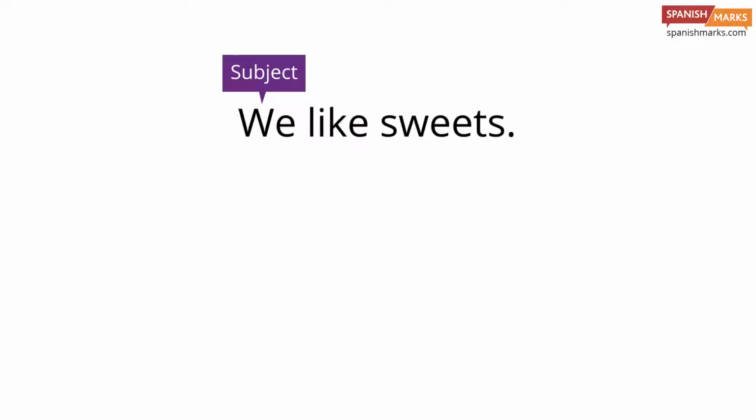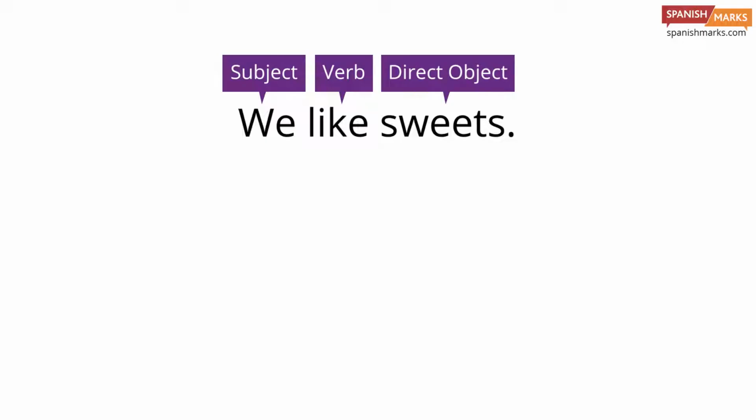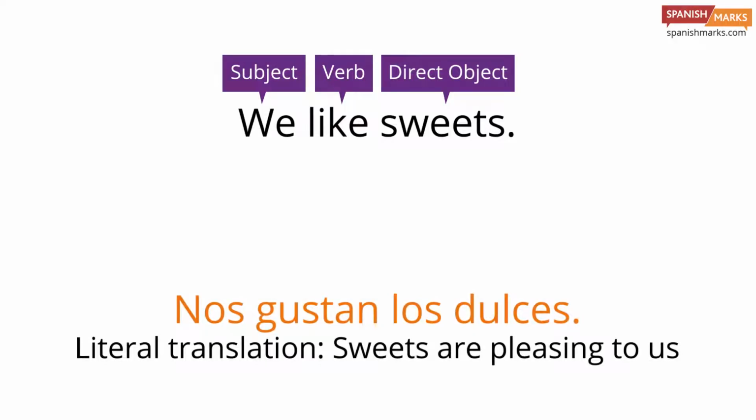If we look at this sentence in English, we like sweets. We is the subject. Like is the verb. Sweets is the direct object. Now, the translation for this sentence is Nos gustan los dulces. When we break down the structure of the Spanish translation, dulces is the subject of the sentence. Compare that to the English translation, where you can see the subject is we. An important thing to keep in mind is that although dulces is the subject, it doesn't come first in the sentence, it comes after the verb gustar.